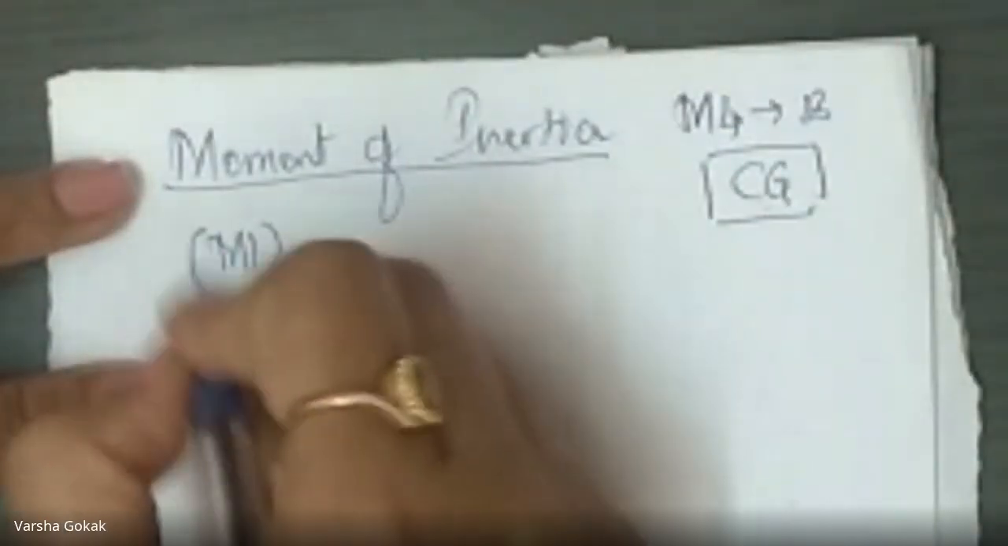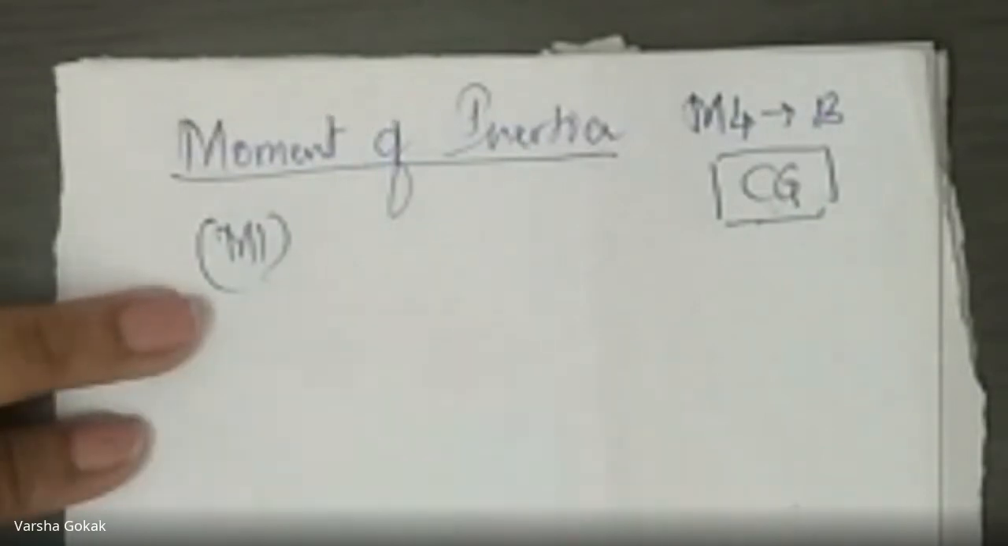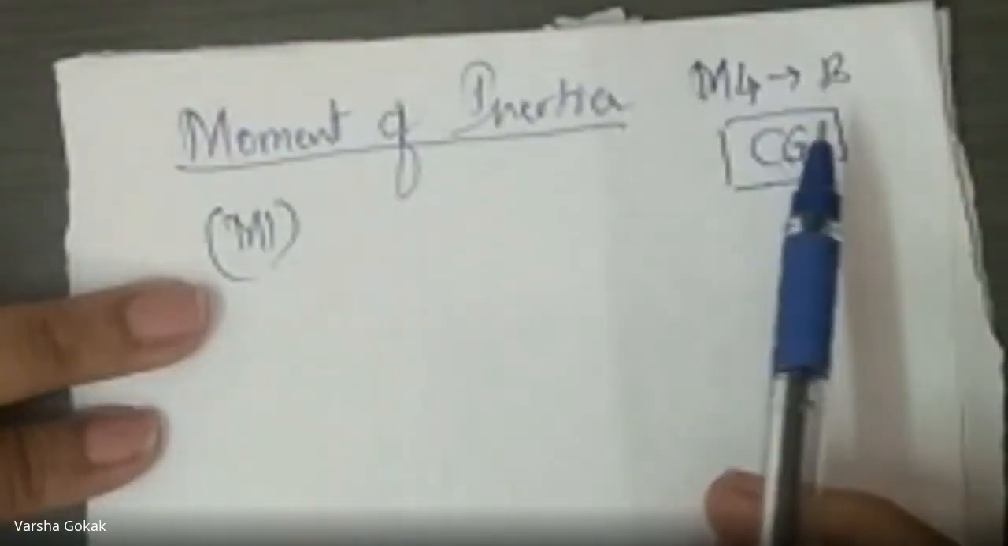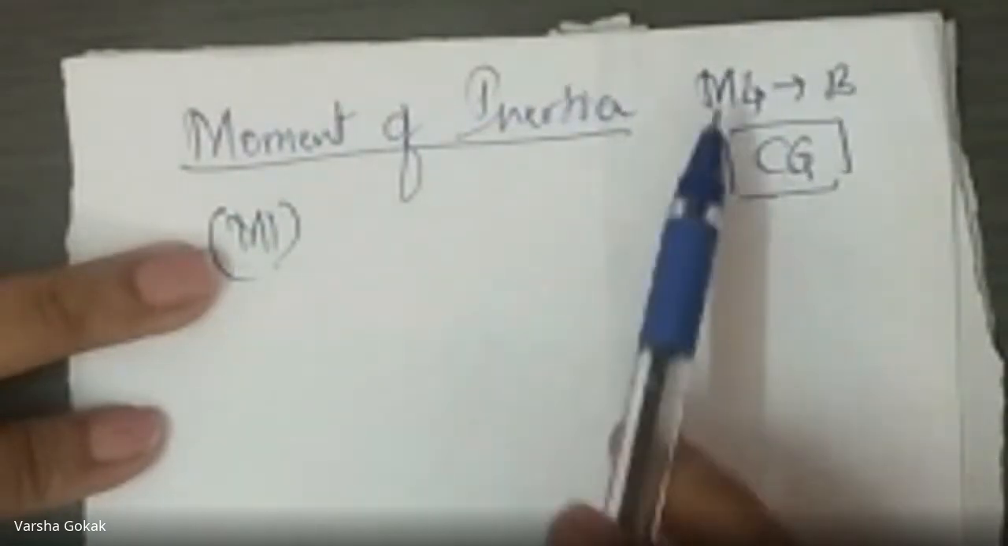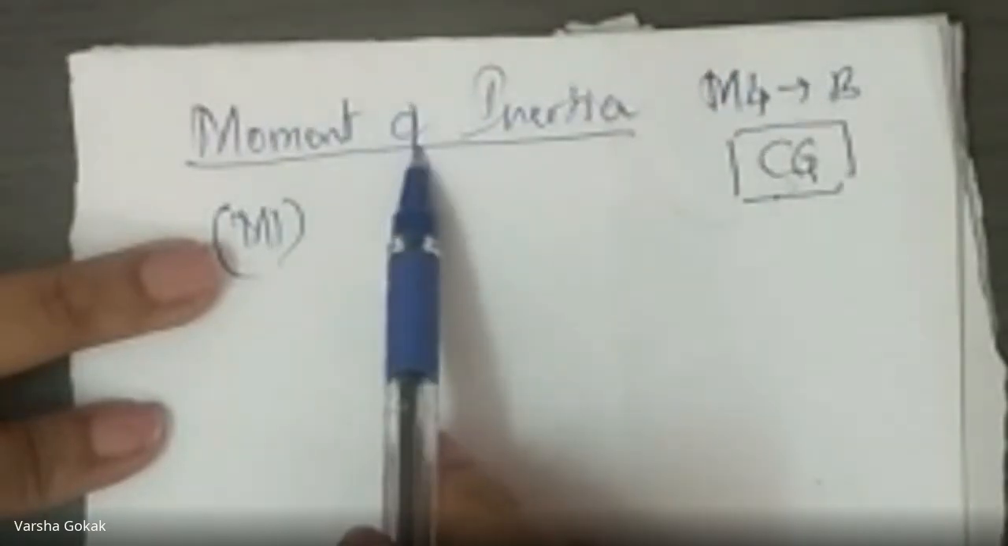Moment of inertia is also called MI, right? So without CG, I cannot find the MI. So for all the numericals that we are going to do here in moment of inertia, we have to find the CG, and with respect to CG, we find the MI. So what you studied in module 4 part A, CG, becomes the first step when you're doing MI.